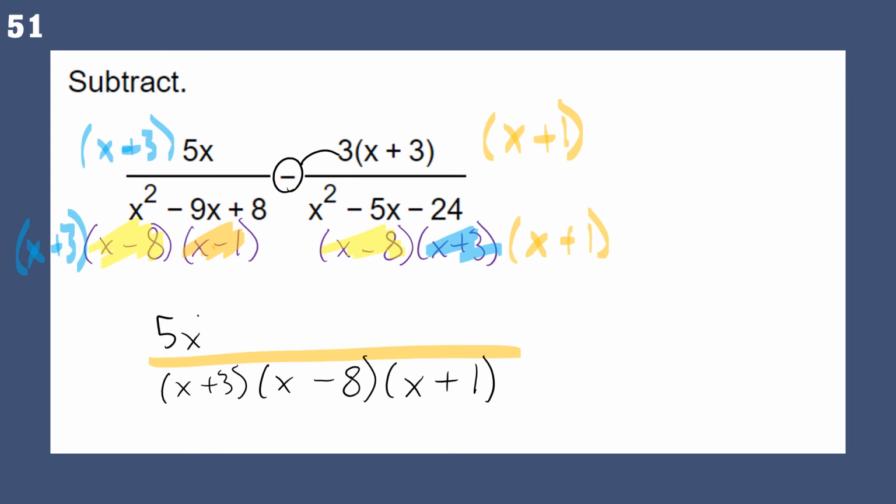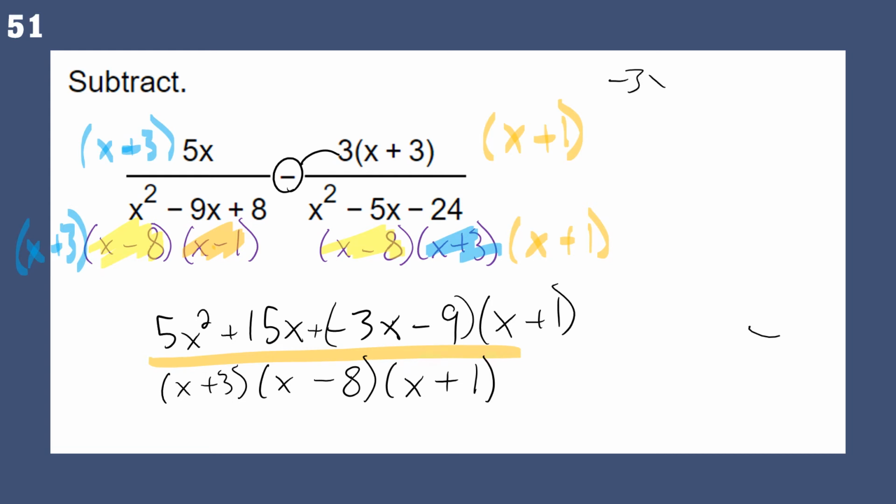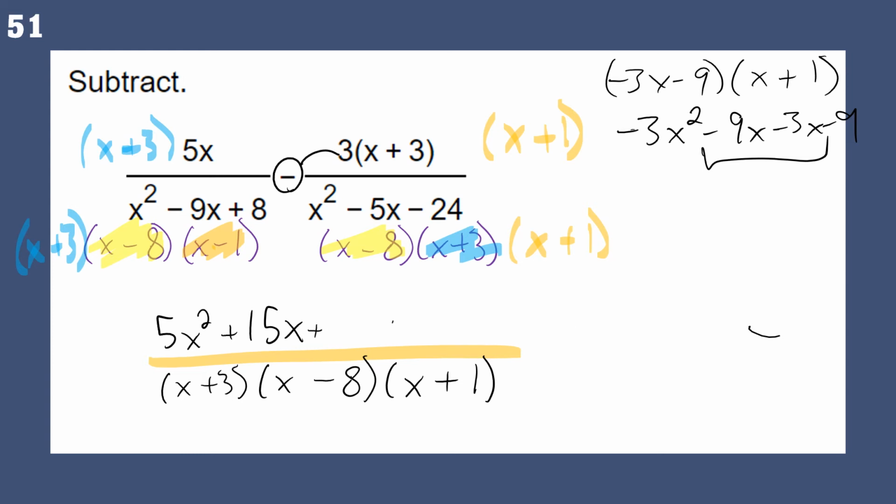So this will give us 5x squared plus 15x minus 3x minus 9. And then this minus 3x minus 9 has to be multiplied by that x plus 1. I don't want to try to do too many steps at once and make a mistake. So I'm going to do that last part in scratch work over here. Negative 3x minus 9 times x plus 1. That would give me negative 3x squared minus 9x minus 3x minus 9, and I'm going to combine these two in the middle. Okay. So I think I'm ready to write that as one part right here. We get negative 3x squared minus 12x minus 9.